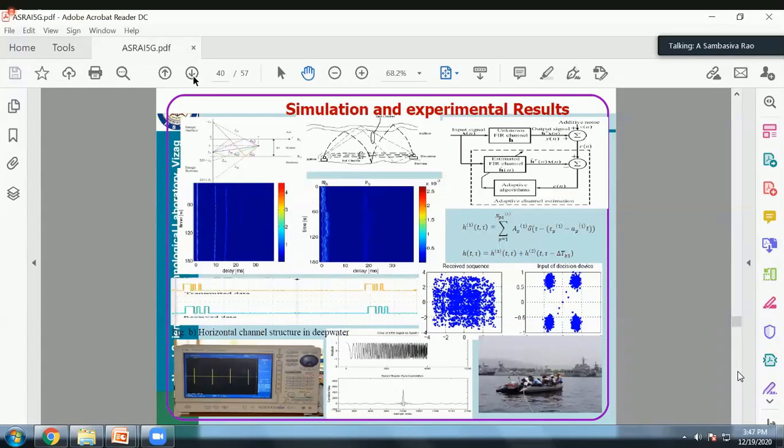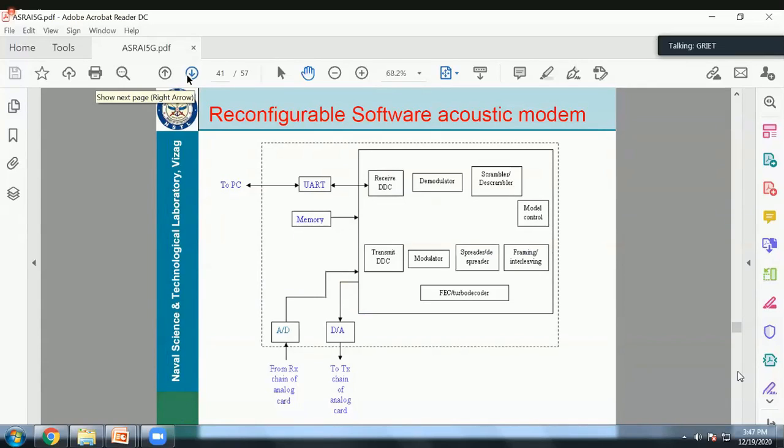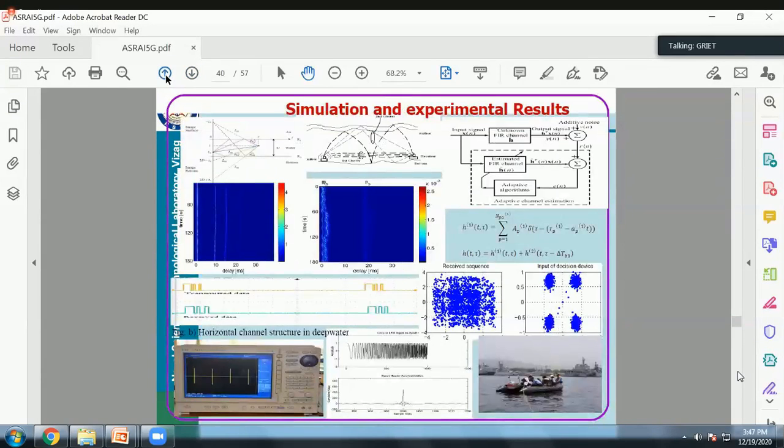Next, madam. Sir, a small question, sir. On the previous slide, that spectrogram, when you identify the pulses, did you use wavelet, sir? How did you identify the pulses? No, I am not using this, madam.